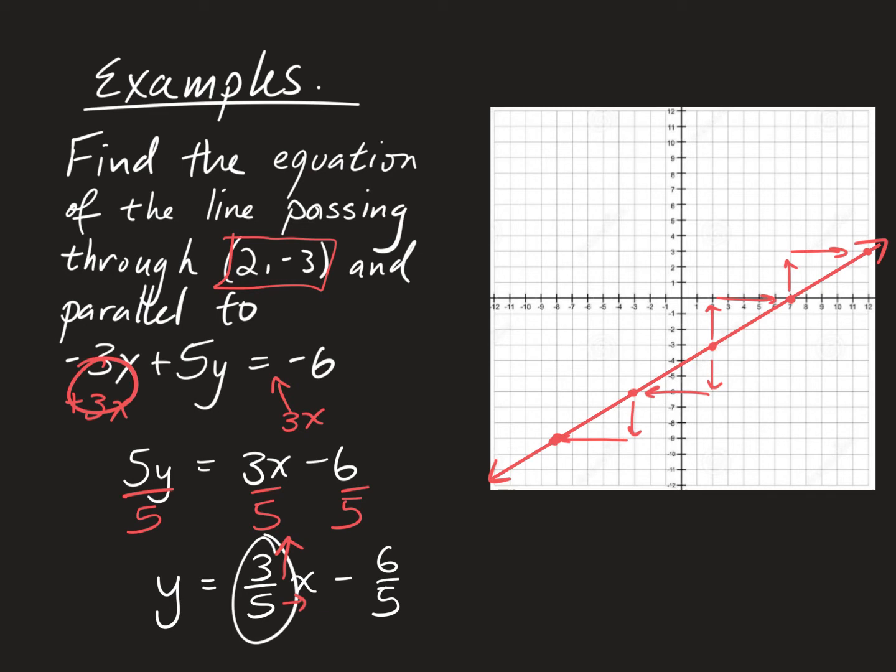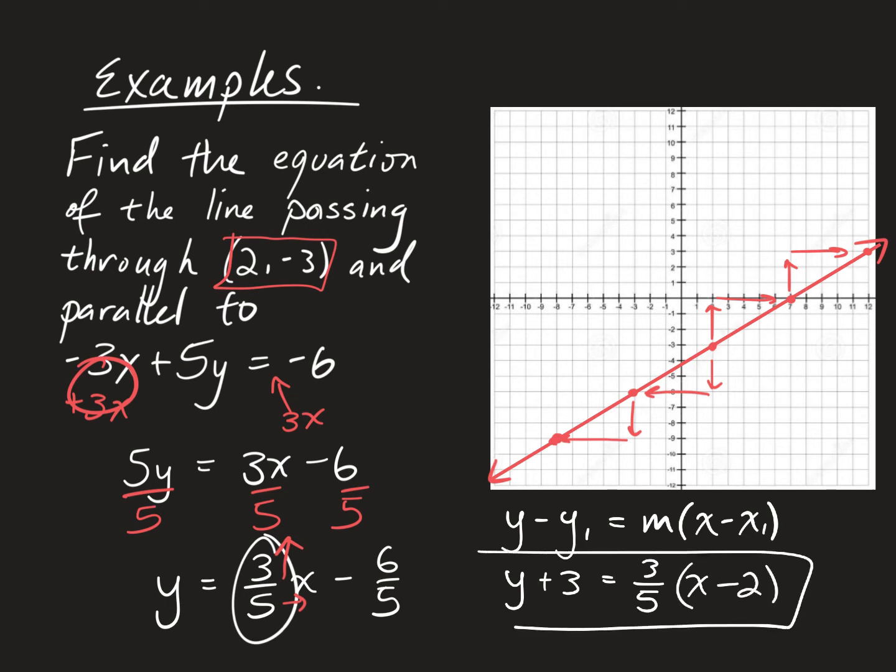Now, we also need to find the equation of this line, and luckily, we know an ordered pair from the line that we just graphed, and we know the slope from that line. So we can use the point-slope formula, y minus y sub 1 equals m times the quantity x minus x sub 1. And we can just substitute the numbers in as we need. So we're going to end up with y plus 3 equals 3/5 times the quantity x minus 2. And we can be done.